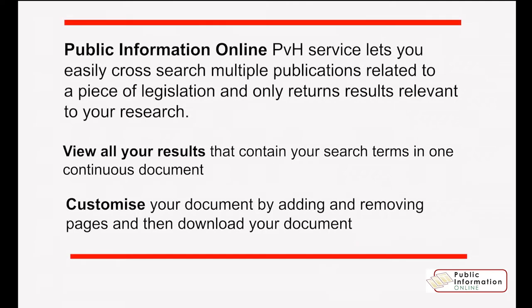Public Information Online's Pepper and Hart service lets you easily cross-search multiple publications related to a piece of legislation and only returns results relevant to your research. View all results that contain your search terms in one continuous document. Customize your document by adding and removing pages and then download your document.